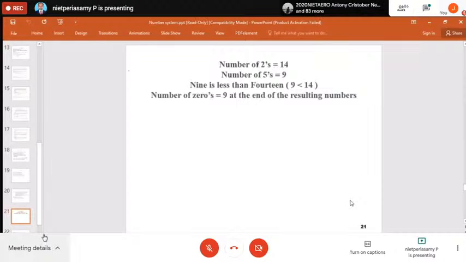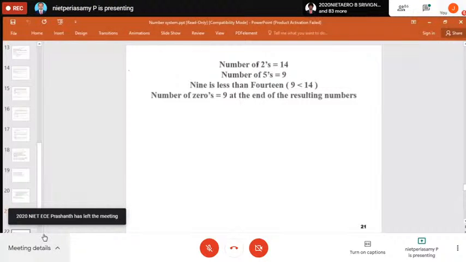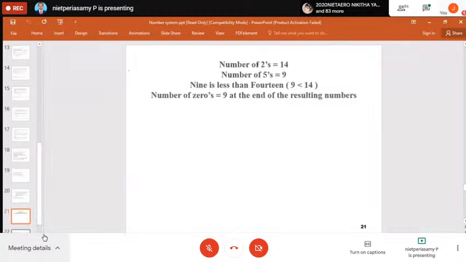So these are some topics in number system. We have plenty of topics in number system. We discussed only a very small amount of topics. If time permits, we will discuss the remaining topics in future.